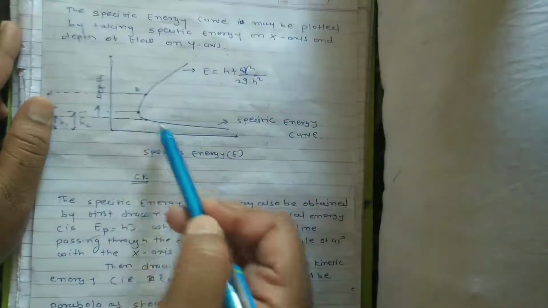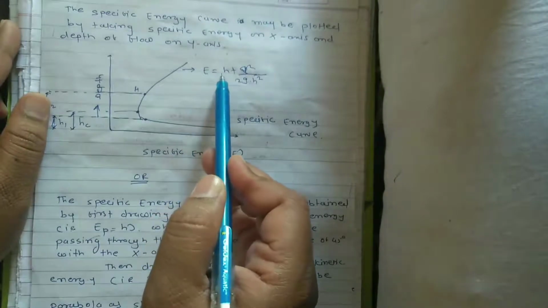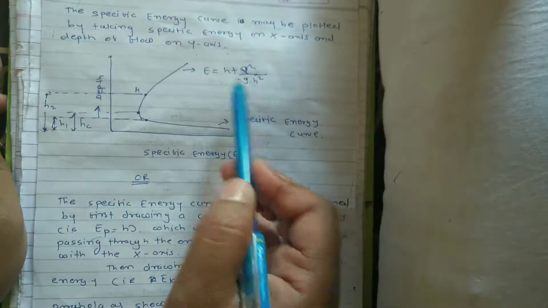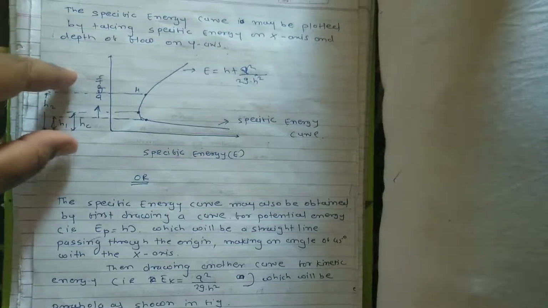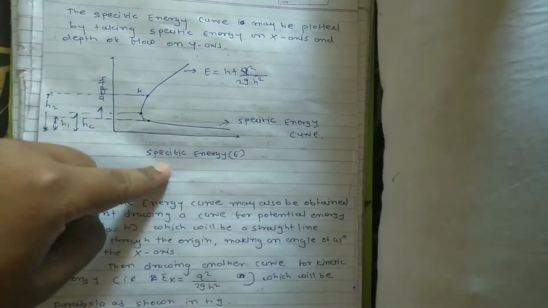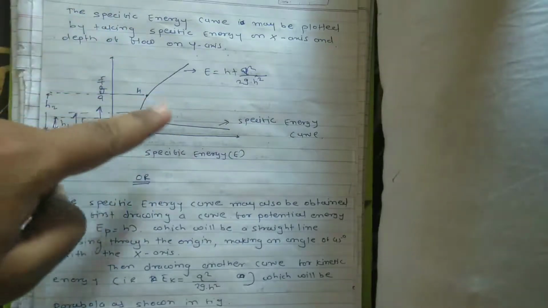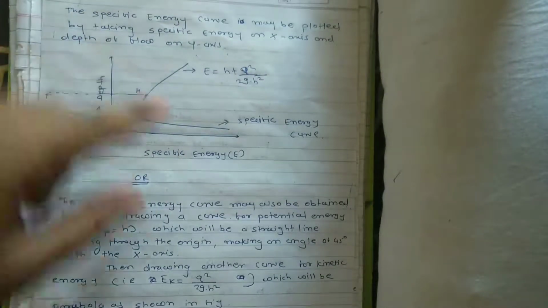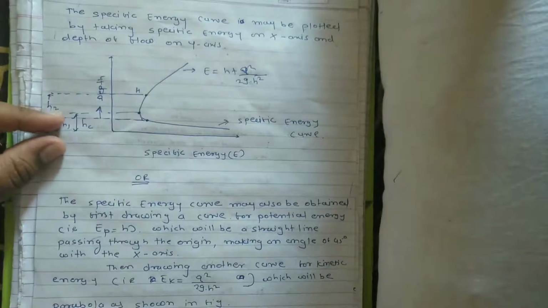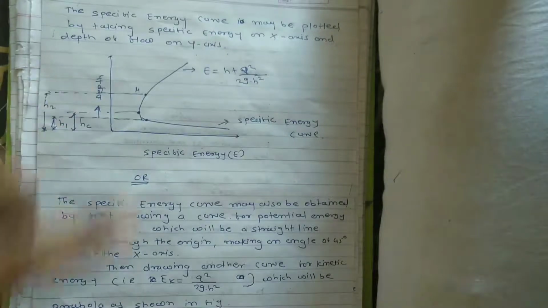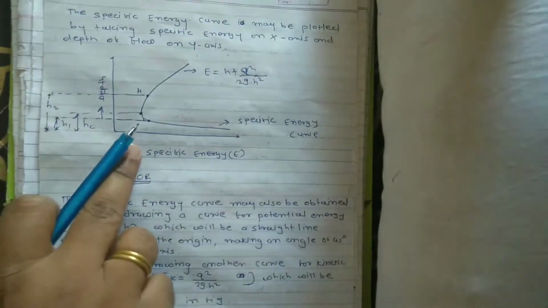This is your specific energy curve, which has the equation E is equal to H plus Q square by 2G into H square. So this is your specific energy curve for different values of depth of the flow. You can obtain this curve by taking different values of H, and we will get different values of E. If you join all those points, then you will get this curve. So you can find this specific energy curve in this manner. We'll study about this H1, H2, Hc later on. What is this Hc, H1, H2? Now, we can obtain this specific energy curve in this manner.